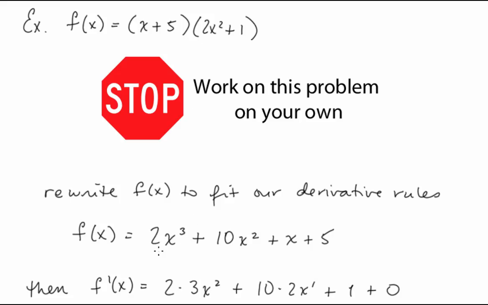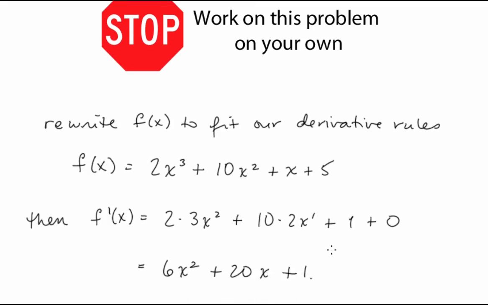So multiplying out, we get 2x to the third plus 10x squared plus x plus 5. And then taking the derivative, we're going to have 2 times 3x squared plus 10 times 2x to the first plus 1 plus 0. And so that's 6x squared plus 20x plus 1. And that's f prime of x.